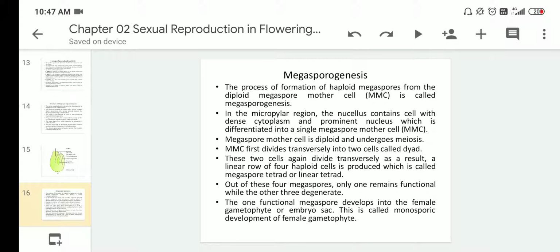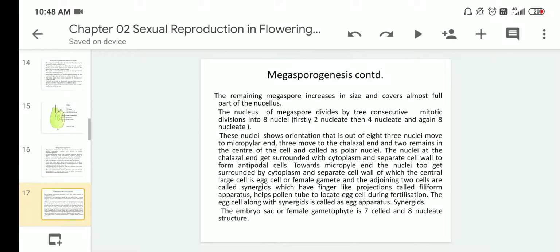The one functional megaspore develops into the female gametophyte, that is called the embryo sac. This is called monosporic development of female gametophyte. As a typical type, in almost 60% of flowering plants, this type of development is observed. Means out of 4, only one megaspore will participate in the function. Remaining 3 degenerate.